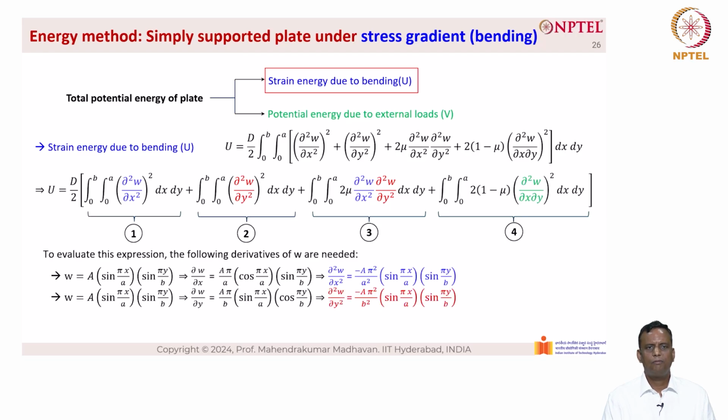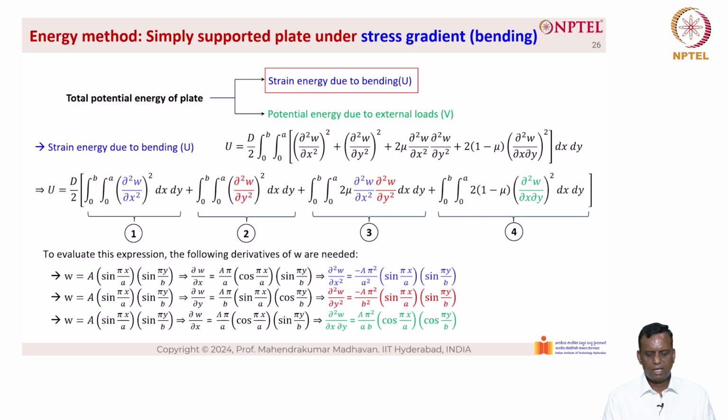Similarly, we have ∂W/∂y equal to A π/b into sin(πx/a) into cos(πy/b), and ∂²W/∂y² equal to minus A into π²/b² into sin(πx/a) into sin(πy/b). And when we double differentiate, we have ∂²W/∂x∂y equal to A into π²/(ab) into cos(πx/a) into cos(πy/b).